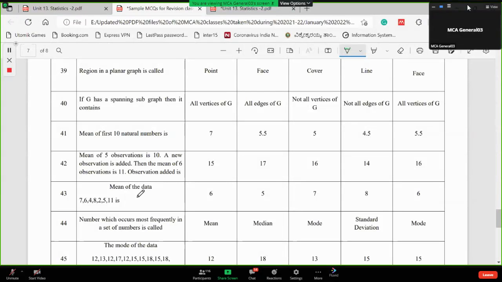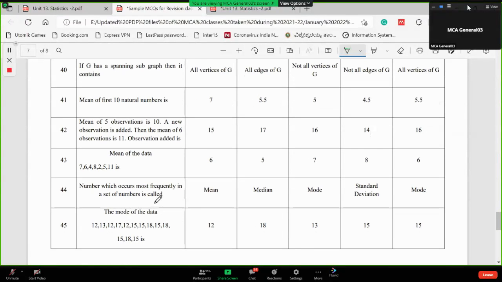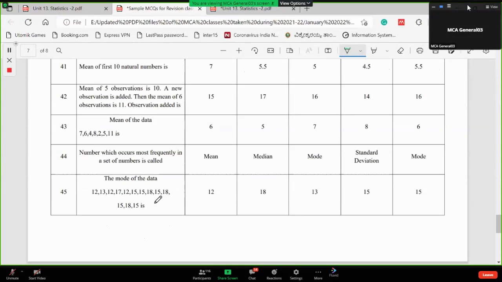The problems on this chapter are very direct and simple. You should know what is mean, median, mode. That's all. A mean of the data. He has given some 5 numbers. What is that number which occurs most frequently? Mode.